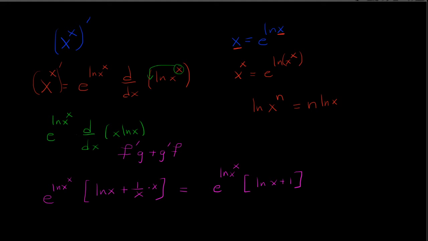We know that e to the natural log of x to the x is equal to x to the x from here. So that is our derivative.